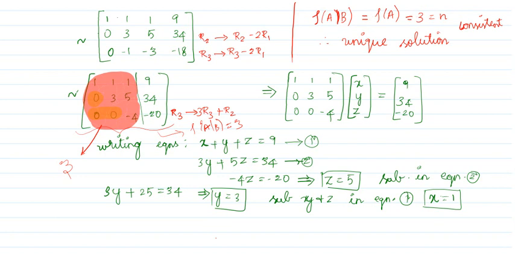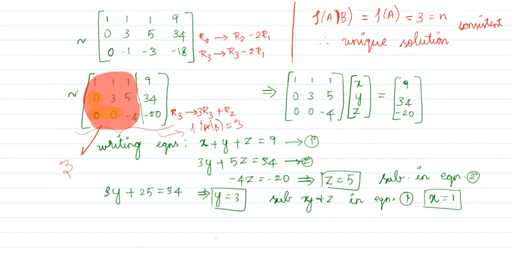And what is the number of unknowns? 3. So obviously it is consistent. That is, first we got rank of AB equal to rank of A, then obviously it is consistent, and also it is equal to n, so it will have a unique solution. And how should we find the solution now?